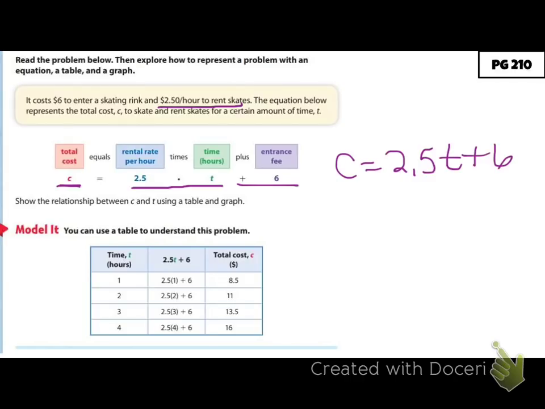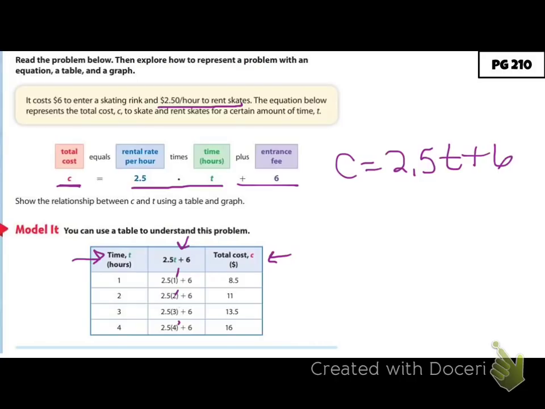Now, we can model it. We can use the table to help us understand this problem. So, our T, which is our number of hours, we have our 1, 2, 3, 4. Then we have our equation, where we can plug in our hours. So you can see they plugged in the 1, the 2, the 3, and the 4. And then C is your total cost, and that's where we solved our equation.